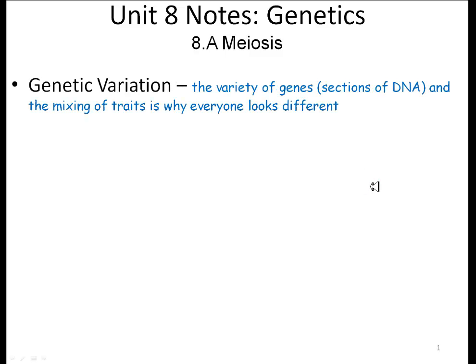Okay, what we're going to do today is talk about Unit 8, Genetics, and this is going to be the meiosis section of it, 8A. We're going to talk about genetic variation. This is the variation of genes, the parts of the DNA that you get from your mom or your dad, and the mixing of traits that everybody sees expressed in you.